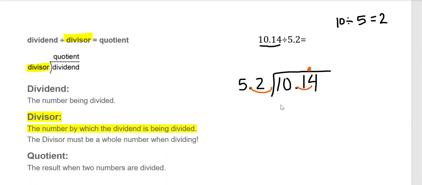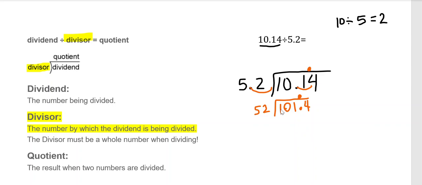Now I'm dividing 101.4 by 52. That's my new problem. I've multiplied the dividend and the divisor by 10, giving me an equivalent division problem where I now have the decimal point that's going to go right here in my answer, straight up, once the divisor is a whole number.